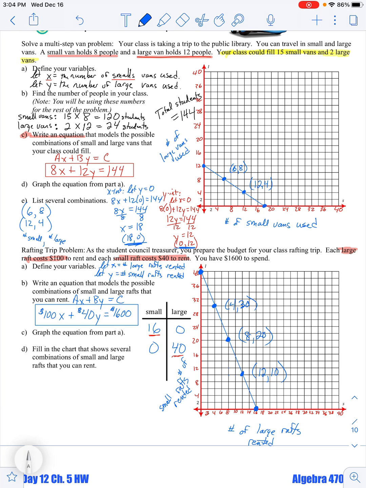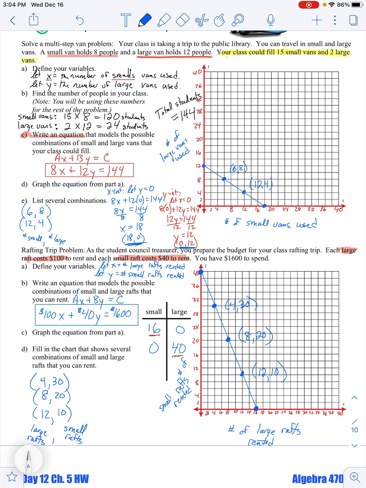So it says fill in the chart, shows several combinations that work. I'm going to also list them here. These are the extra ones that are not in the chart. And these were all discovered from my grid lines where I found integers that worked. And remember, this was large rafts, comma, small rafts.